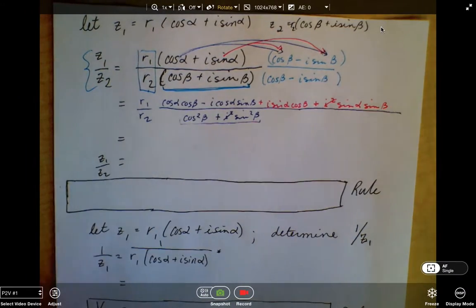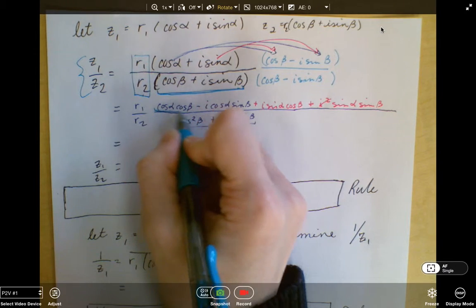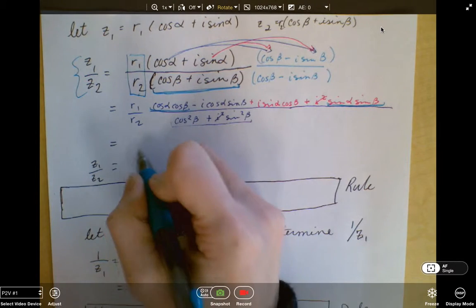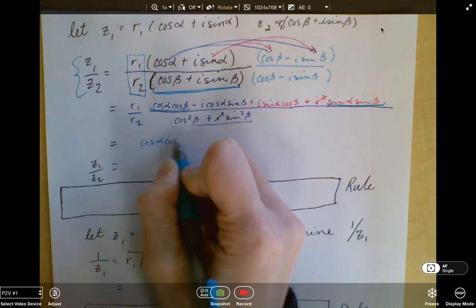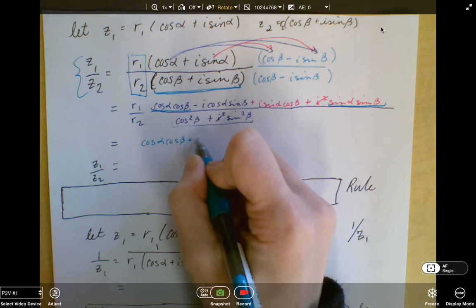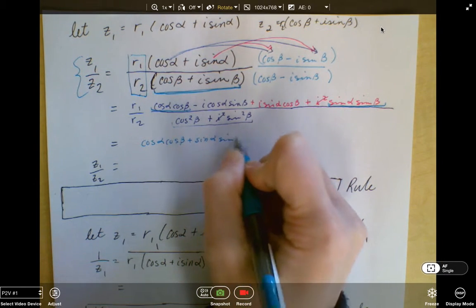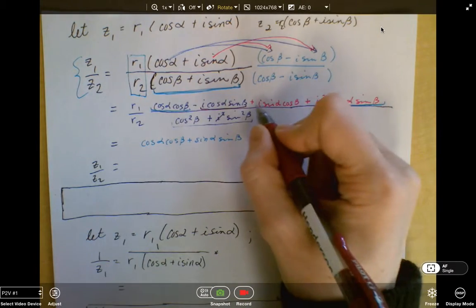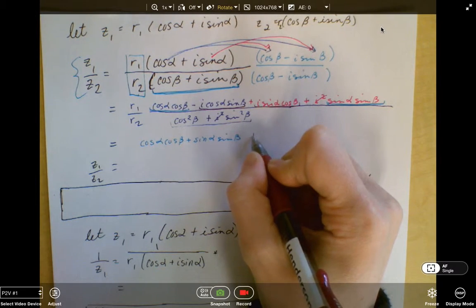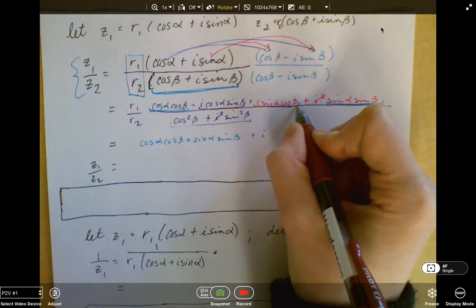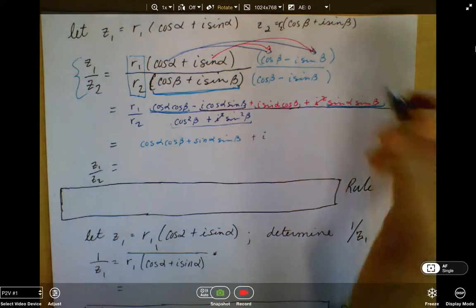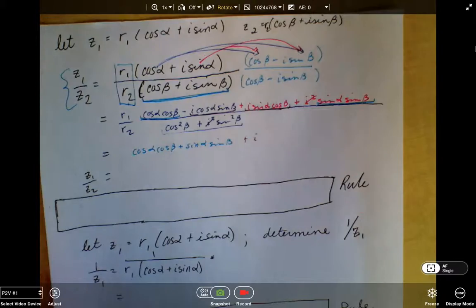Now we're going to do just exactly what we did last time. We're going to match reals with reals. And that makes cosine alpha cosine beta plus sine alpha sine beta. And then imaginaries to imaginaries. I'm going to pull the I out just like I did before, and I'm going to put the positive term first, and then I'm going to put the cosines first. It doesn't really make a difference so long as you recognize that we're going to be looking at addition and subtraction rules again for trig functions.